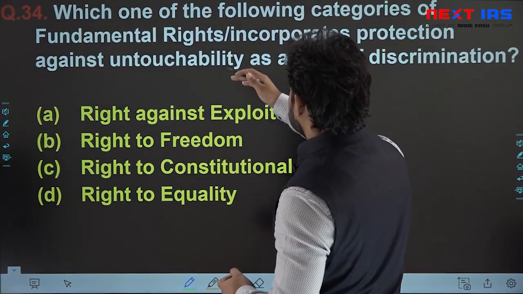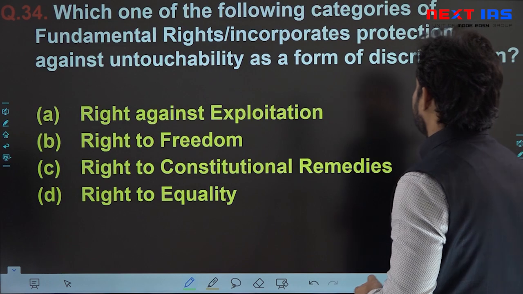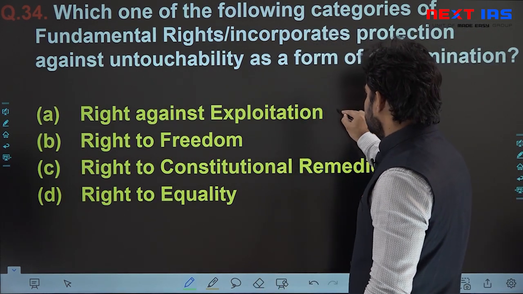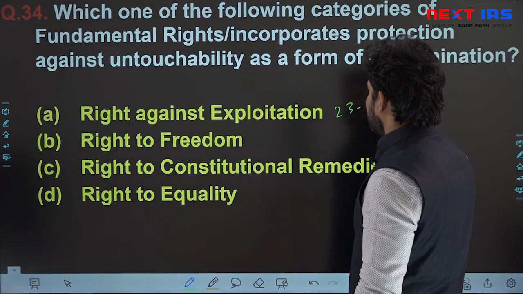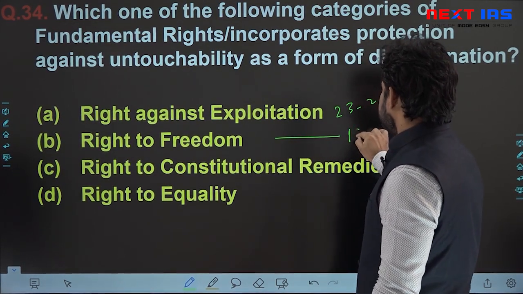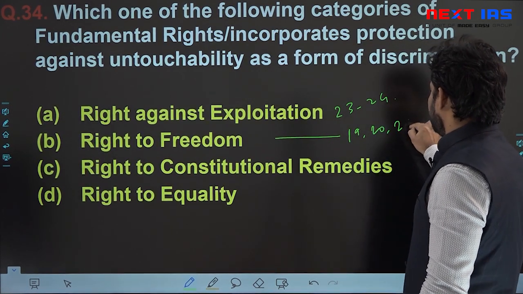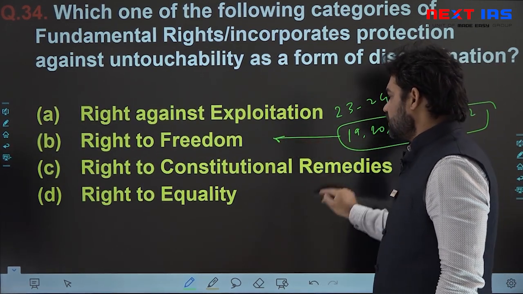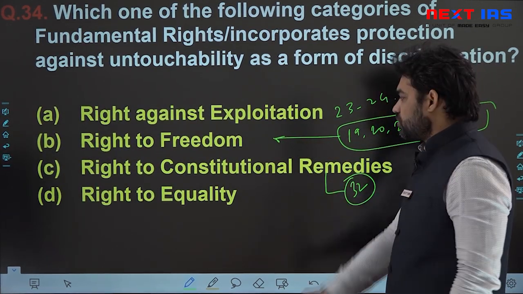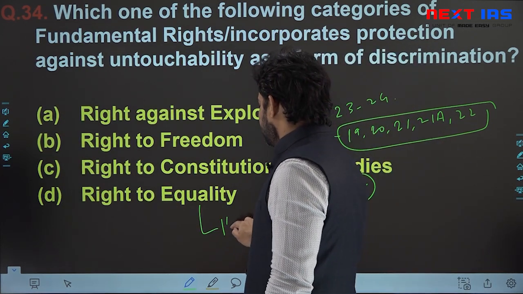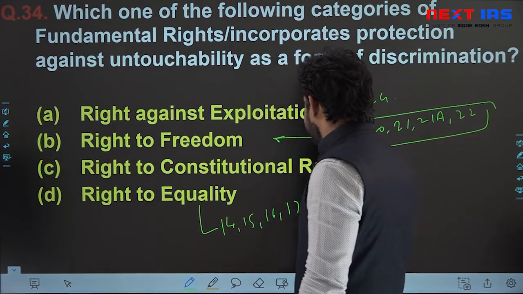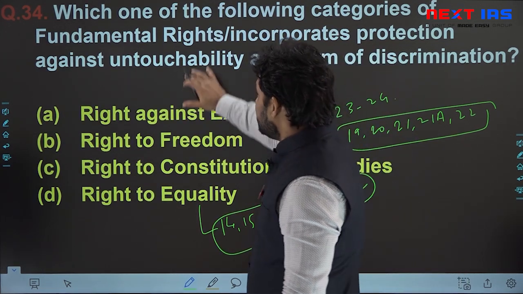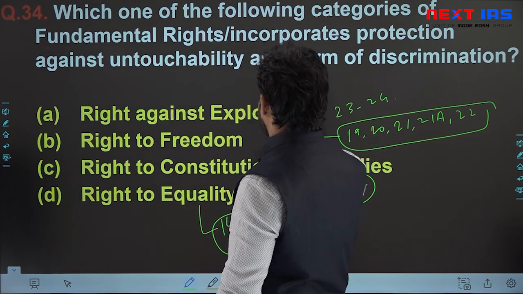And then we have this question: fundamental rights incorporate protection against untouchability as a form of discrimination. See this again, Constitution of India. Read this. If you have read Article 23, 24, right against exploitation, or Article 19, Article 20, Article 21, 21A, 22, these are the rights with respect to freedom. The right to constitutional remedy is the heart and soul of the Constitution of India, Article 32, or Article 14, 15, 16, 17, 18, that is the right to equality. So remember, generally if people read the question they commit a mistake, the right against exploitation.